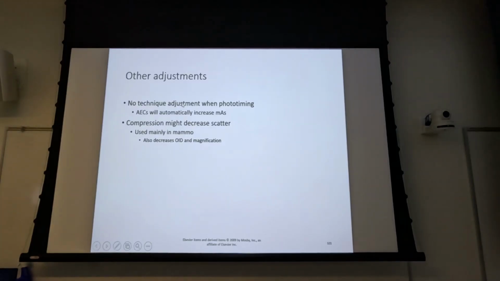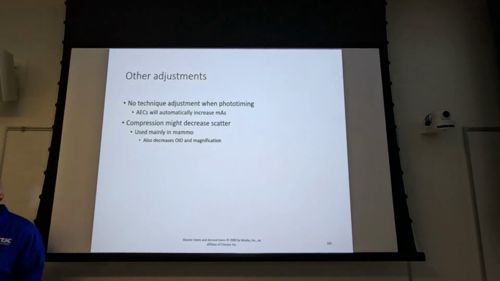Okay, so when you're phototiming, your AECs automatically change your mAs, so you don't have to do anything with that. So going back to motion, just parking back on that for a second. How can you reduce motion whenever you're using phototimers? Let's say you've got a pediatric patient, you have no idea what kind of technique to use. How can you reduce the likelihood you're going to have motion artifacts? Change your time. It's your phototime. The machine selects the time.